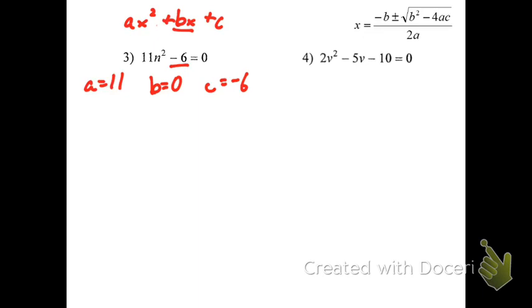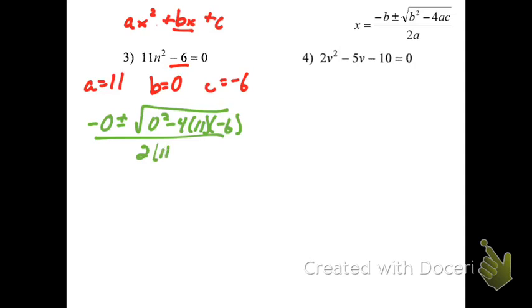So it's going to be the opposite of b, so the opposite is 0, plus or minus the square root of 0 squared minus 4 times 11 times negative 6, all over 2 times 11. So this is nicer because we don't have to worry about this. It goes away. So it's just plus or minus, and then the square root. You have negative 4 times 11 times negative 6.